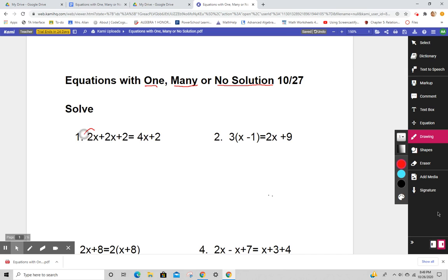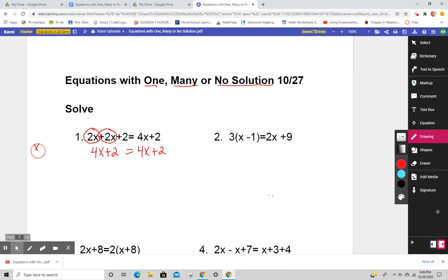Let's combine our like terms on this side here. That's 2x plus 2x. That gives me 4x plus 2 equals 4x plus 2. Notice that the expression on the left is identical to the expression on the right. When this happens, that means the answer is going to be many solutions. And I'll show you why.